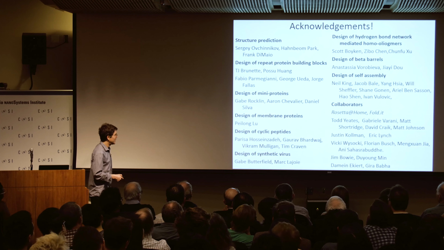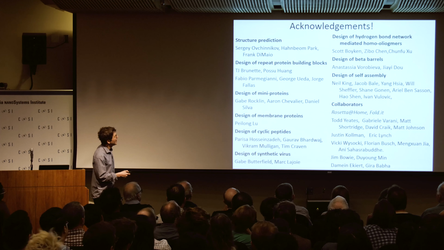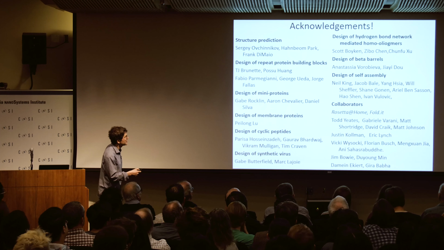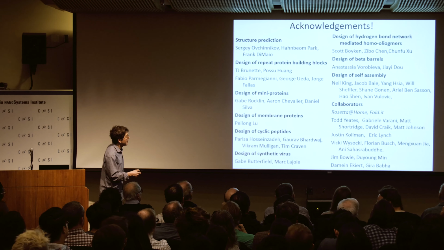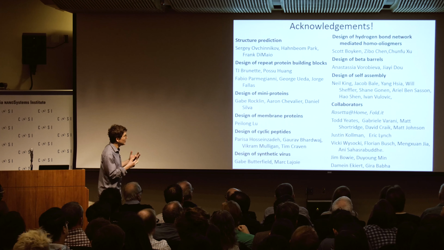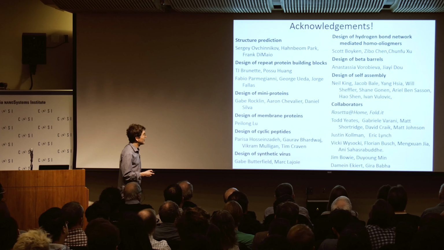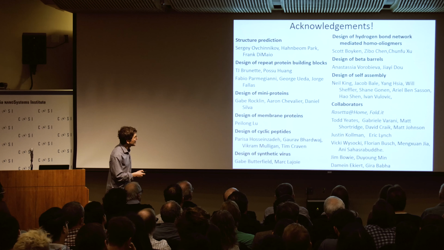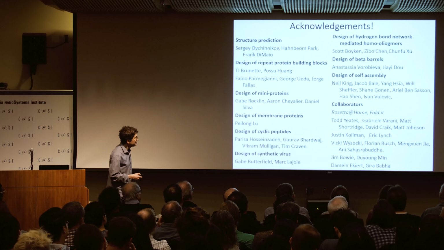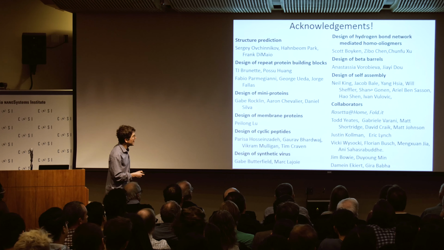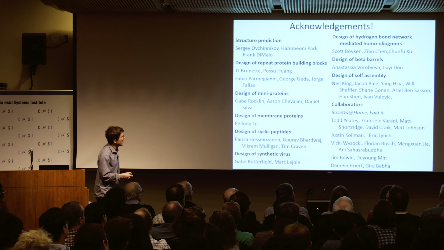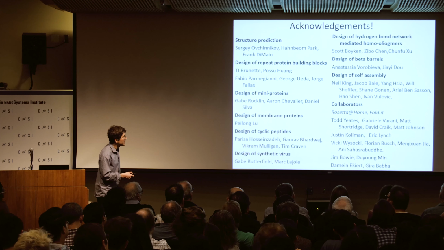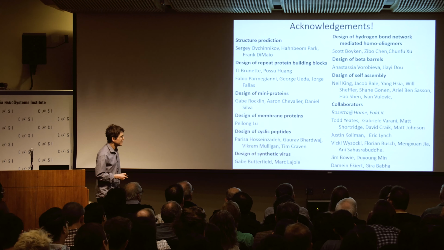I'm not supposed to call it that, but the design of the synthetic virus was done by Gabe and Mark. And the hydrogen bond network work was done by Scott, Zibo, and Chunfu designed those membrane pores, the larger ones. The design of the beta barrels and the fluorescent protein was done by Anastasia Vorobyeva and Jiayi Dou. And Neil King really brought the whole icosahedral, the whole self-assembly design to my lab. He worked with Todd here as a graduate student. Jacob Bale did the work on the two-component icosahedra, and Shane and Tamir did the beautiful structural biology I showed you. Ariel designed the 2D layers, Howe designed the 1D fibers, and we've had a large number of really fantastic collaborators mentioned, so I'd be happy to take questions.